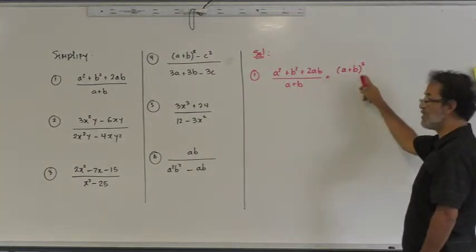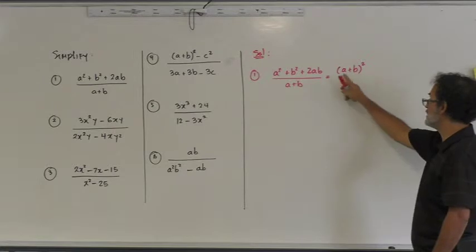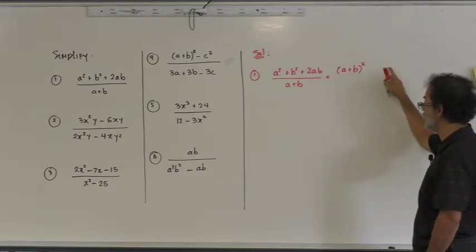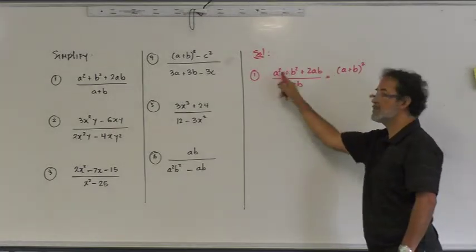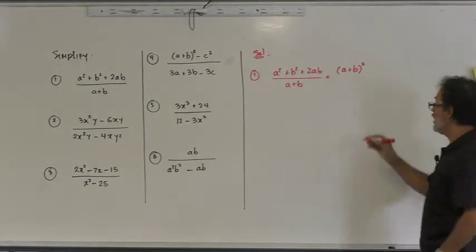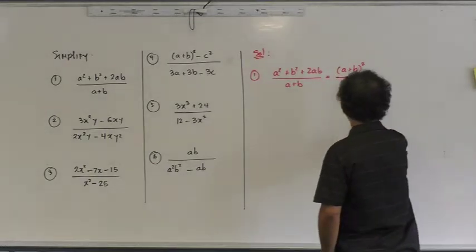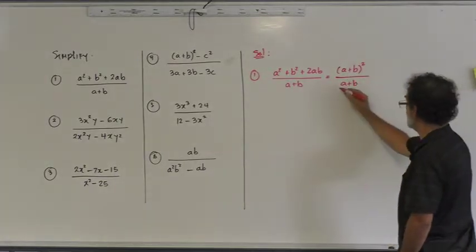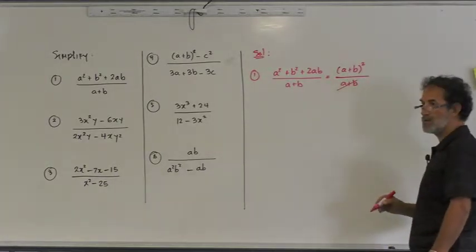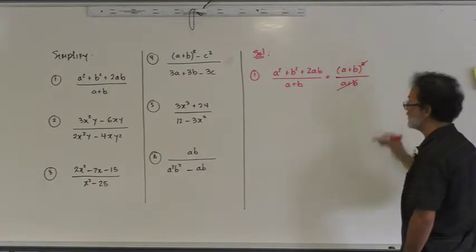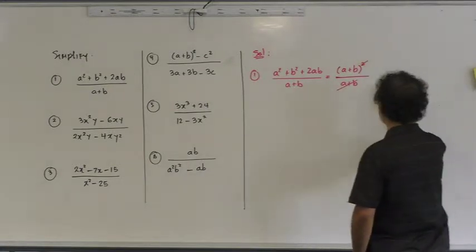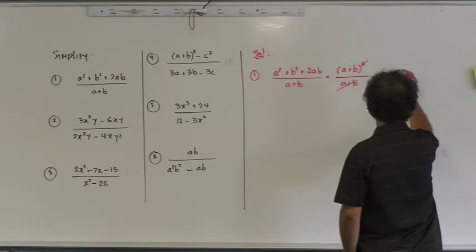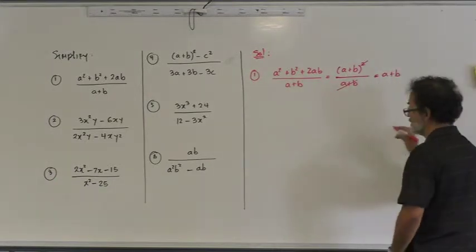If you expand this, you should know by now that this is equal to a squared plus 2ab plus b squared, which is the same as this. Can you see that? Then we divide that by a plus b, and we can cancel a plus b from the denominator and the numerator, so the answer is simply a plus b.